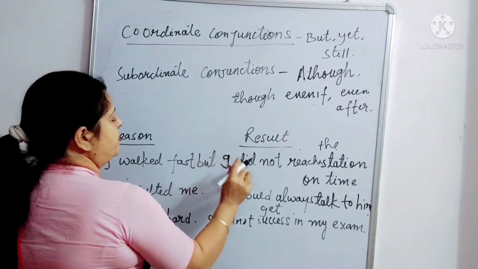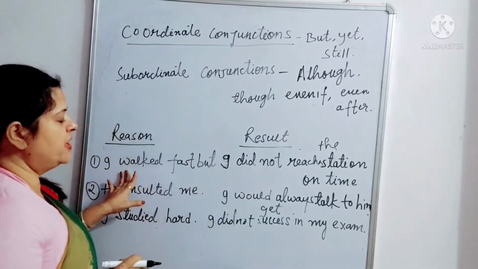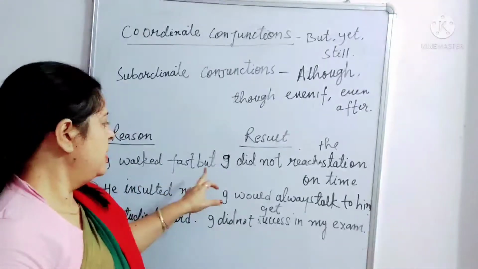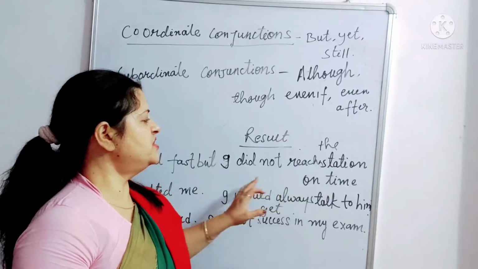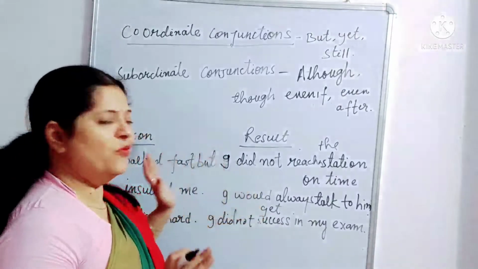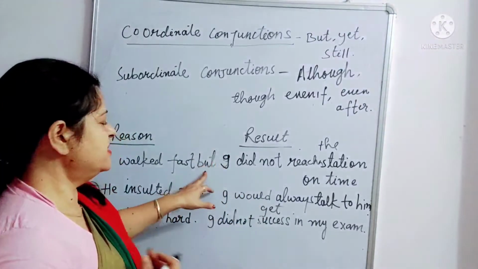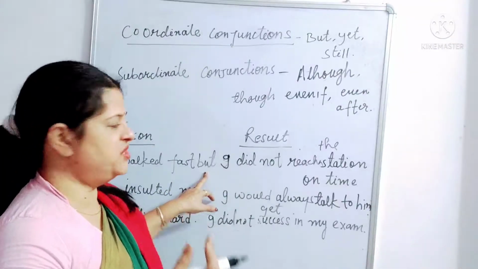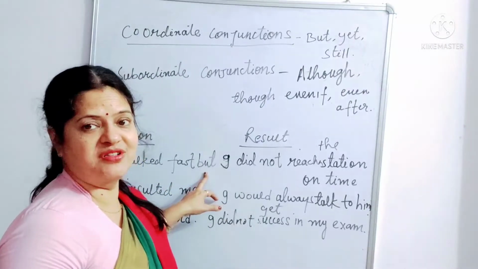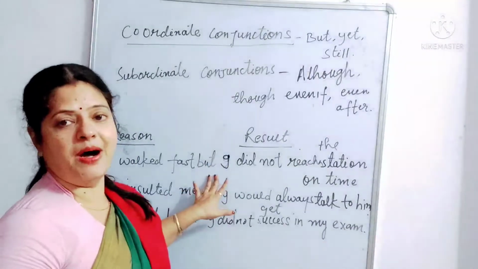Okay. So before this sentence, it would become, I walked fast but I did not reach the station on time. Now what happened? It has become a compound sentence. This sentence is also showing contrast. This conjunction is also showing contrast. But now it has become a compound sentence.